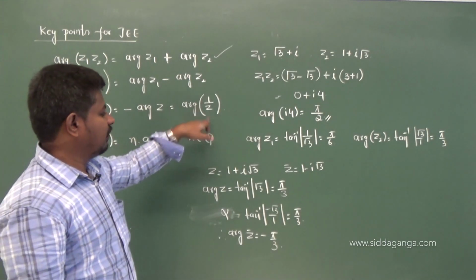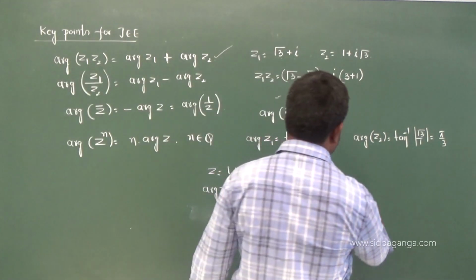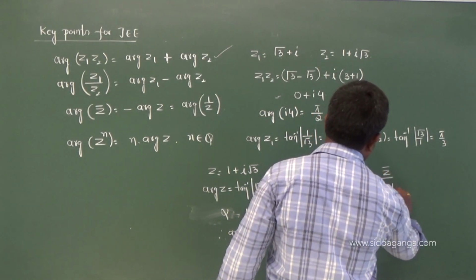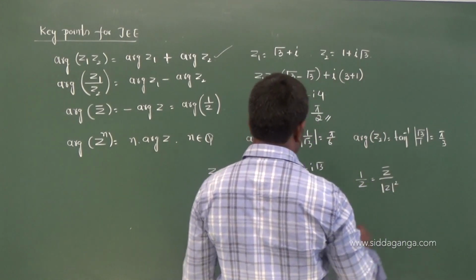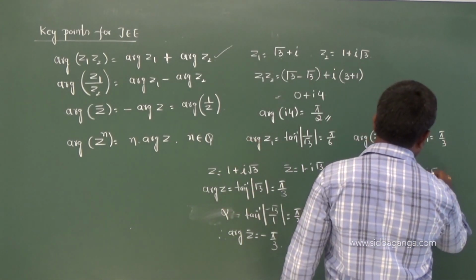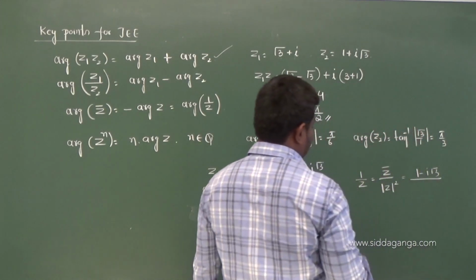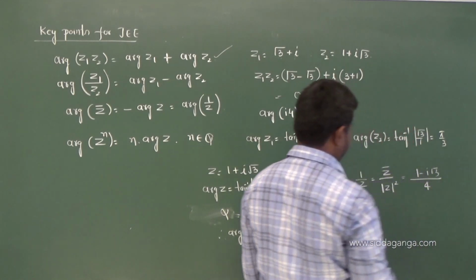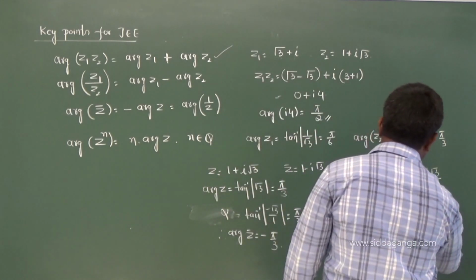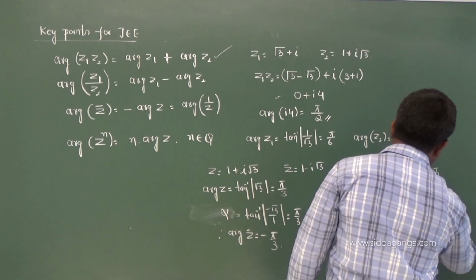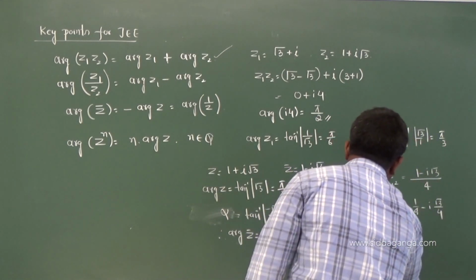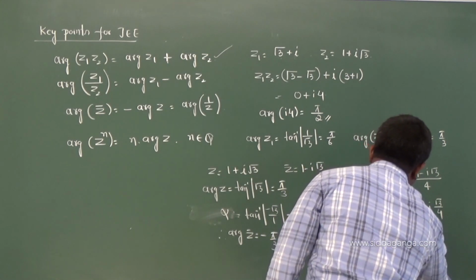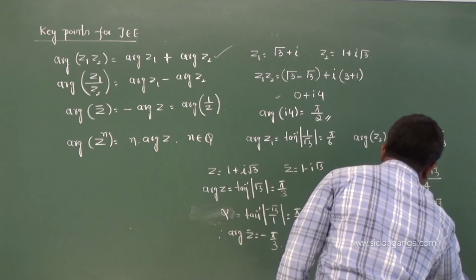And let me find the argument of 1 by z. So, what is 1 by z actually? 1 by z is given by z bar divided by the modulus of z whole square. z bar is 1 minus I root 3. The modulus of z whole square is 1 square plus root 3 whole square, that is 4. You can write this as 1 by 4 minus I into root 3 by 4. Then alpha is tan inverse of root 3 by 4 divided by 1 by 4. Again you get tan inverse of root 3, that is pi by 3.